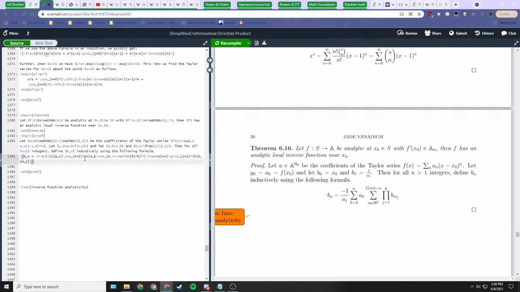Once we have all these expressions, then we're going to define the function g as follows.